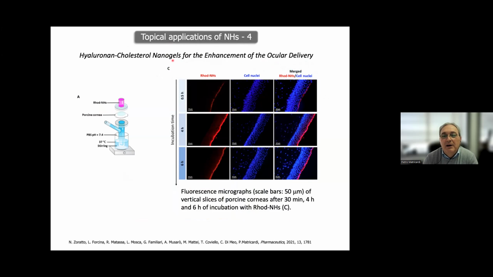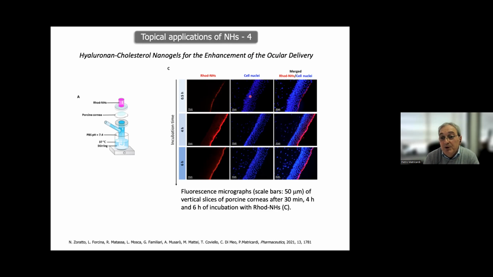We use nanogels based on hyaluronic acid and cholesterol for the enhancement of ocular delivery. You know that many drugs are unable to act also at the superficial level of the eye because they cannot easily pass the cornea. There are some tricks that can be used by pharmaceutical technologists to improve the permeability of the cornea, but generally there is an inflammation of the cornea of the eye. So this system could be useful. We exploited the permeation enhancement activity of the nanogels to improve permeation through the cornea in order to reach easily the anterior part of the eye, the part between the cornea and the crystalline.